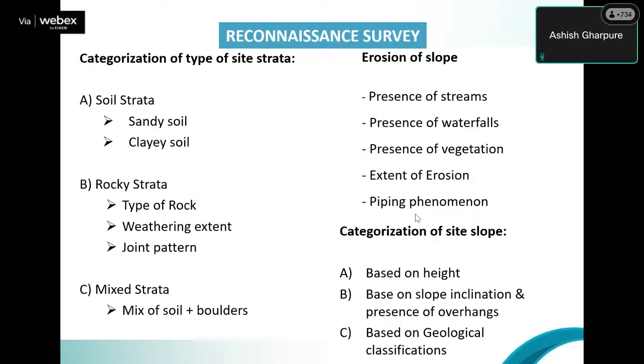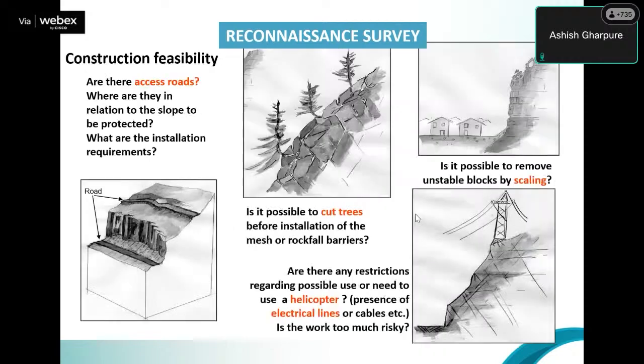So then you can categorize what kind of strata is there: soil, rocky strata, mixed strata, what kind of erosion is happening, whether there are streams nearby, waterfalls, or vegetation is present or absent, any piping or boiling phenomena happening around. Then whether slopes are very high or low, flat or steep. So all this we actually note down.